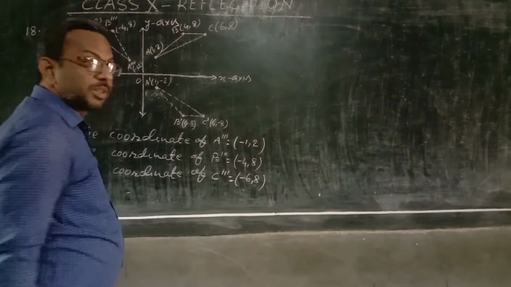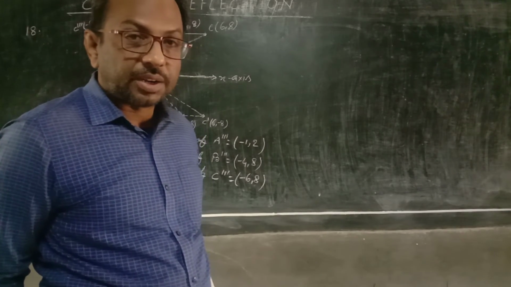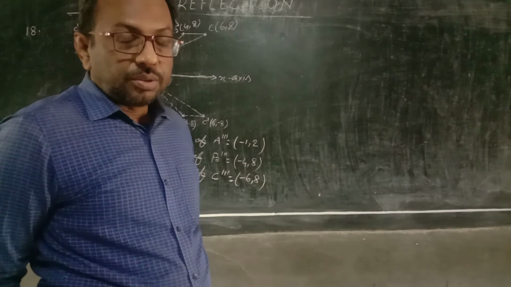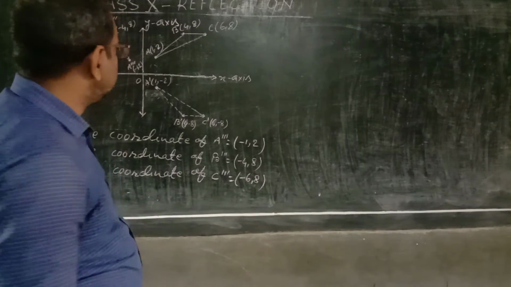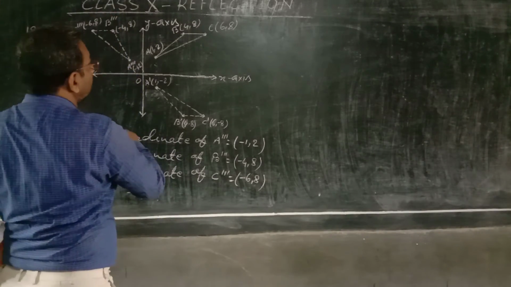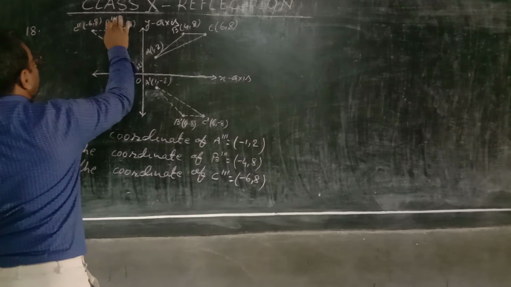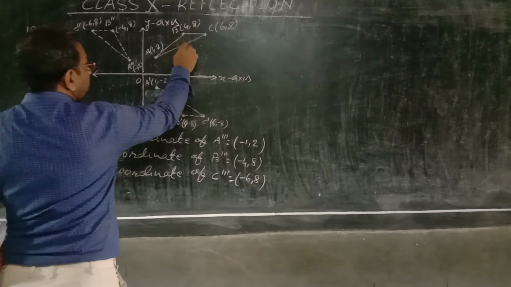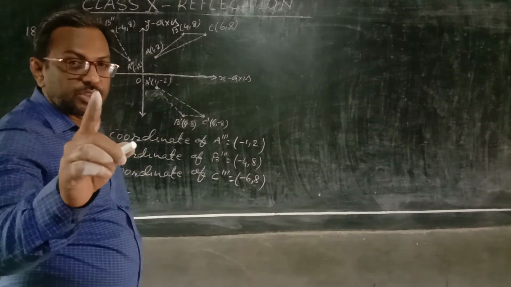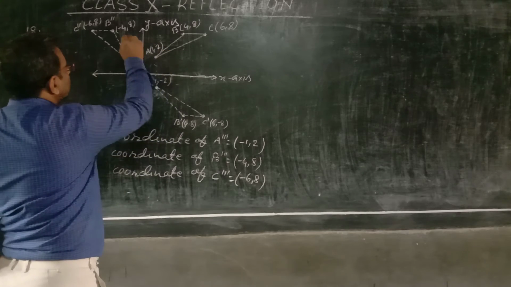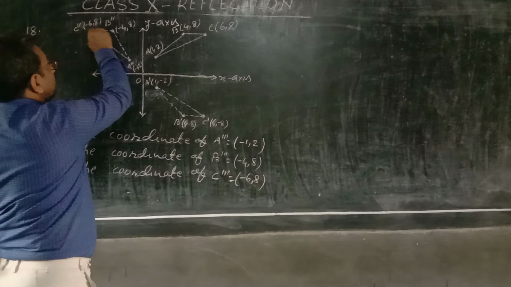So single transformation is, through which axis you will reflect that object, you will reach to the final image. Final image is A double dash, B double dash and C double dash, all these are double dash, not triple dash. Real object is this one, ABC. So through which axis you will reflect ABC, so that you will reach to the final image A double dash, B double dash and C double dash.